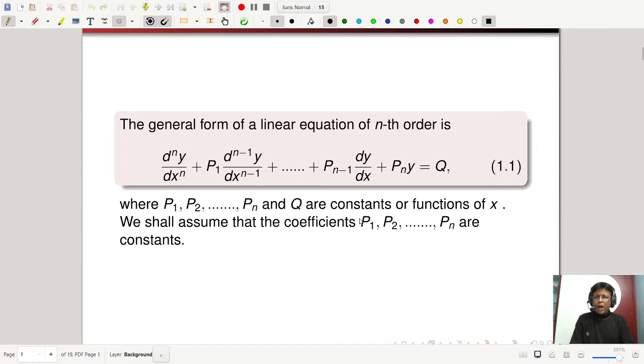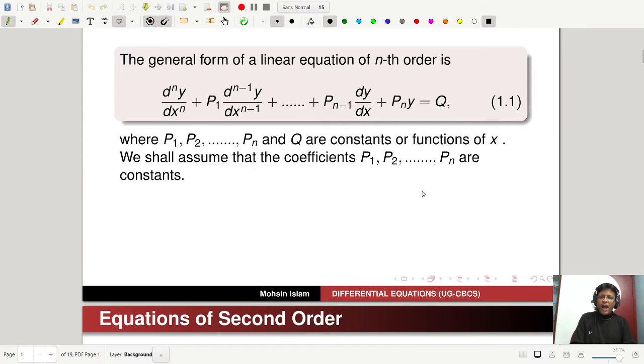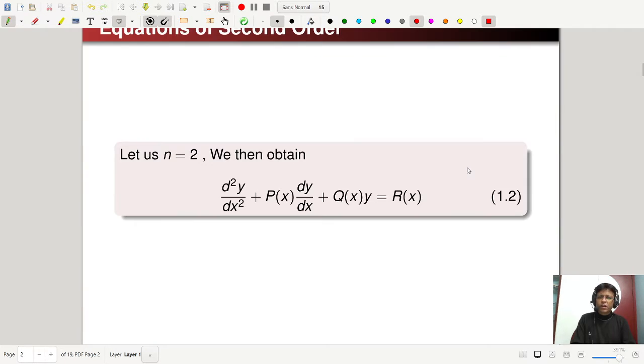So again, I have to start from the linear equation of nth order. This is the well-known linear equation of nth order, where P1, P2, Pn and Q are constants or functions of x, but in our chapter, the coefficients are constant. So P1, P2, Pn, etc. are constants. Q may be a function of x, and therefore for the reduced equation, Q should be 0, right? For the reduced equation, we have to consider Q as 0. And let us consider a second order linear differential equation, that is d2y/dx2 plus p(x) dy/dx plus q(x)y equal to r(x).